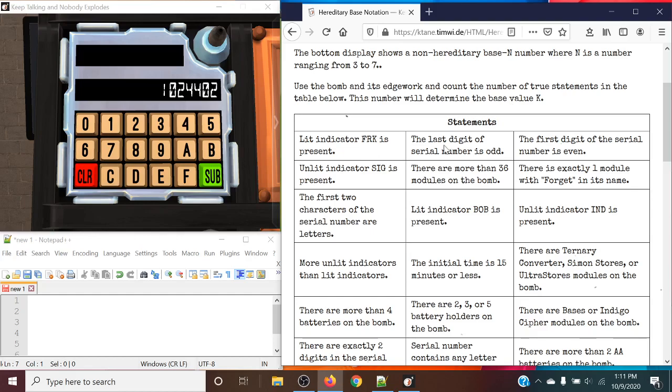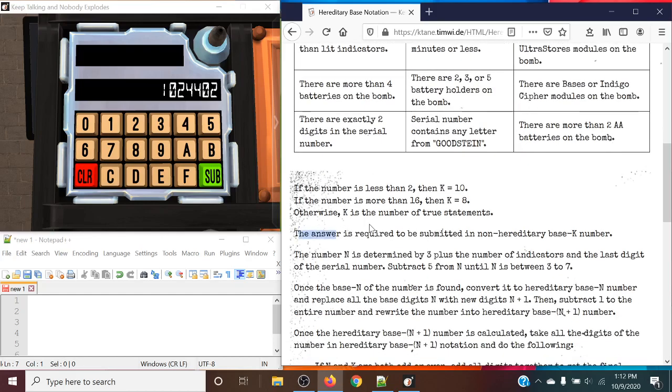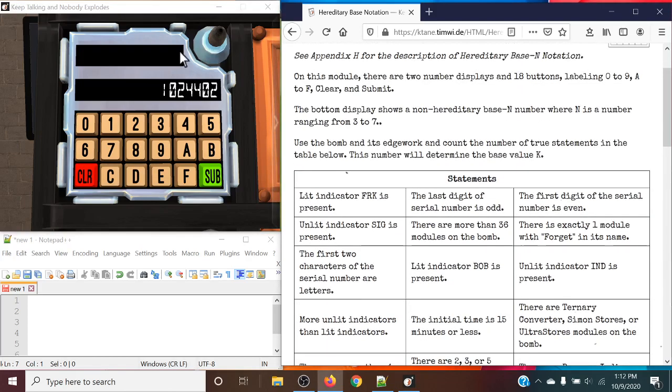Now, what does k have to do with anything? We're supposed to be looking at base n. K is the answer base that is required to be submitted in. So base k is what we must submit our answer in that we get from our calculations.